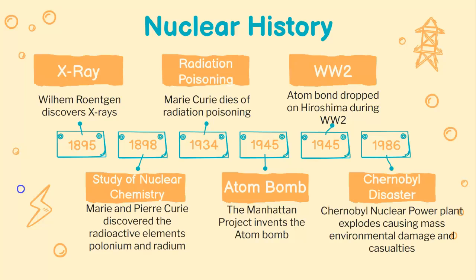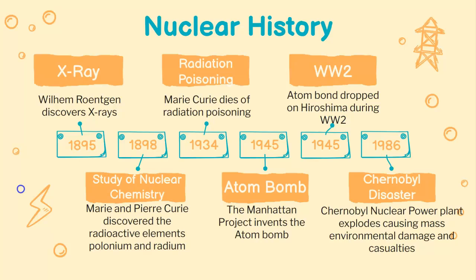So everything with nuclear chemistry started in 1895 with William Roentgen, who discovered the X-rays. In 1898, we really started studying nuclear chemistry, and that was with Marie and Pierre Curie, who discovered the radioactive elements polonium and radium. But at that point in time, we didn't really know the dangers of nuclear materials. And in 1934, Marie Curie dies of radiation poisoning.